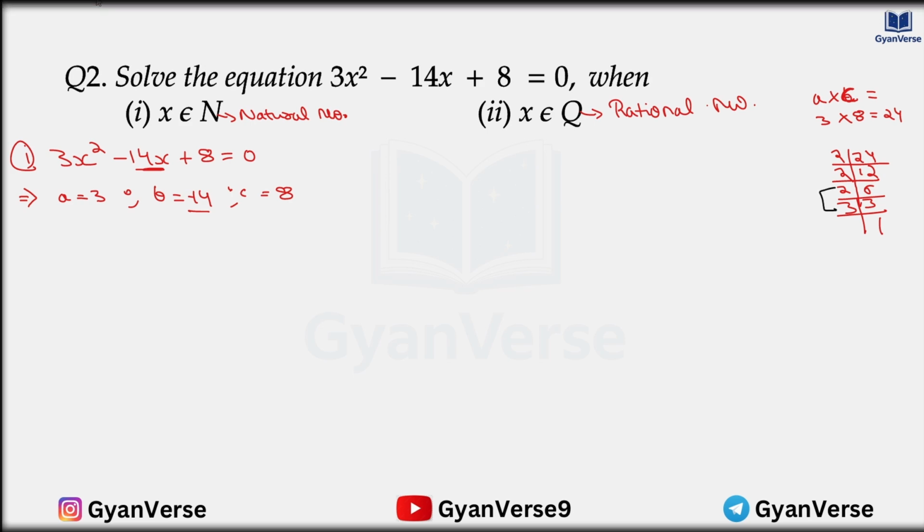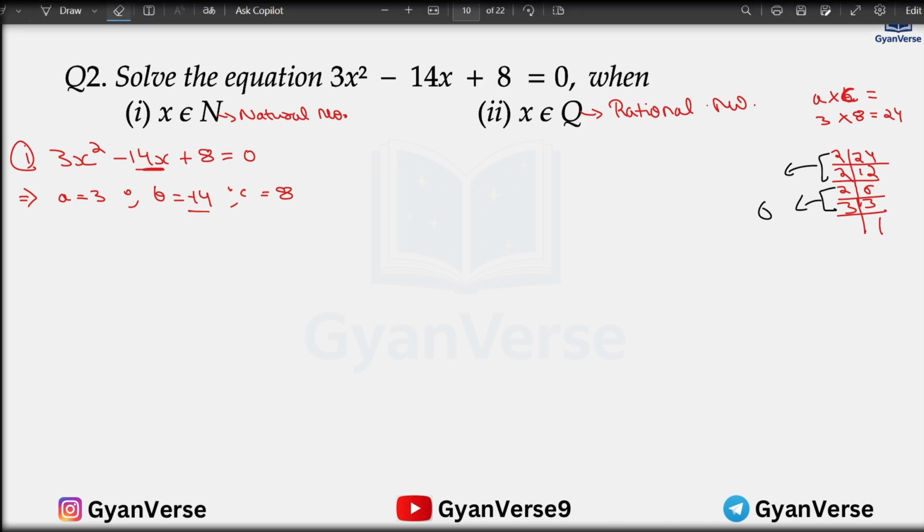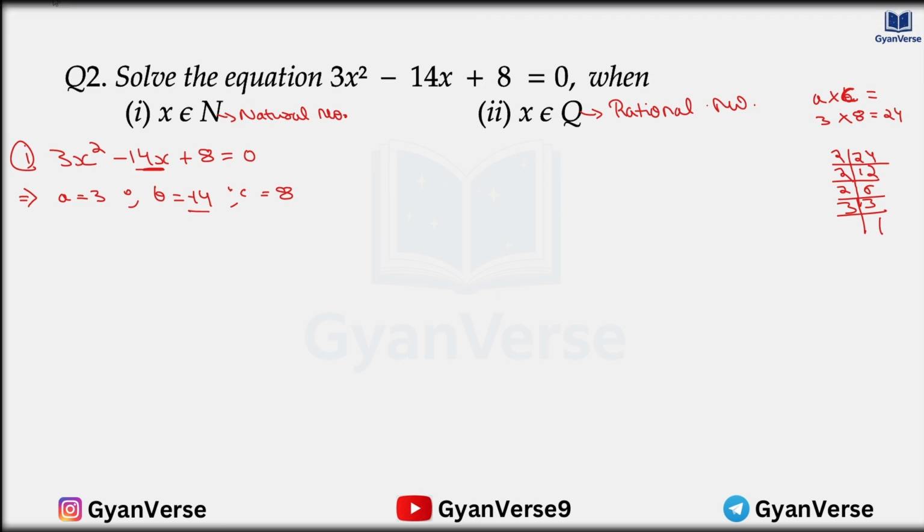So I will take 3 and 2. It will become 3 twos are 6, and 2 twos are 4. When I add these two numbers, it will become 10, not minus 14 or 14. So I cannot take this. What are the other combinations that I can use? Can I use 3 twos are 6, 6 twos are 12, 12 and 2? Okay, I can use this. 12 and 2. Will it become 14?